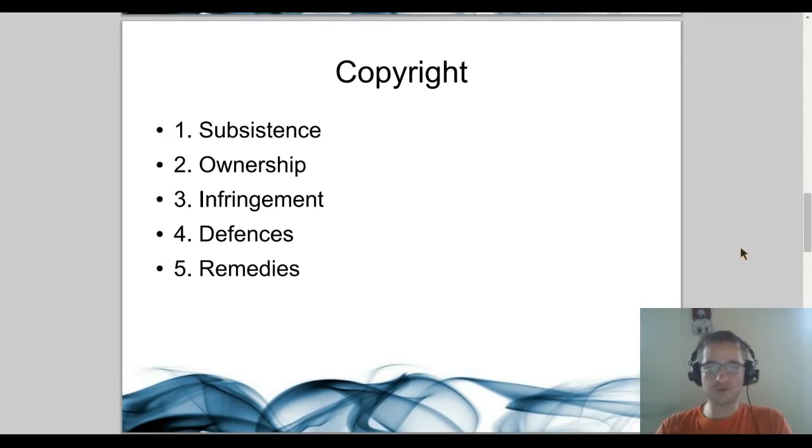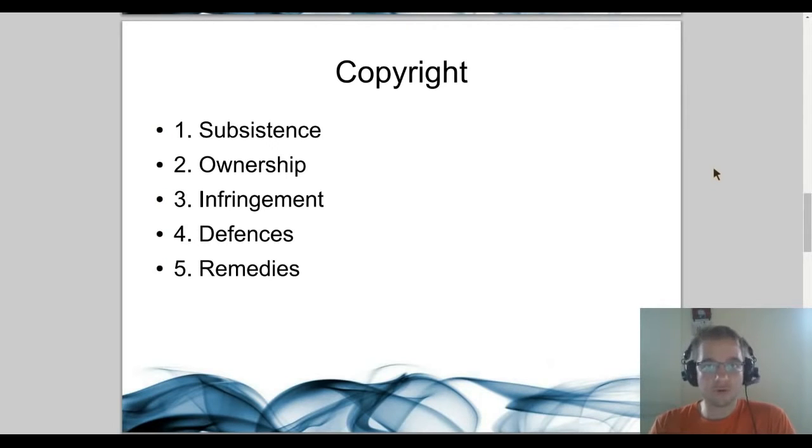I want you, every time you get a copyright question, to break it down into 5 separate parts. First, we need to look at subsistence. Which works and other subject matter are implicated in the exam question or the practical issue that you're facing, where copyright might actually subsist. So you need to know the difference, firstly, between Part 3 and Part 4 subject matter. And then you need to know the types of subject matter that's covered in each one of those parts.